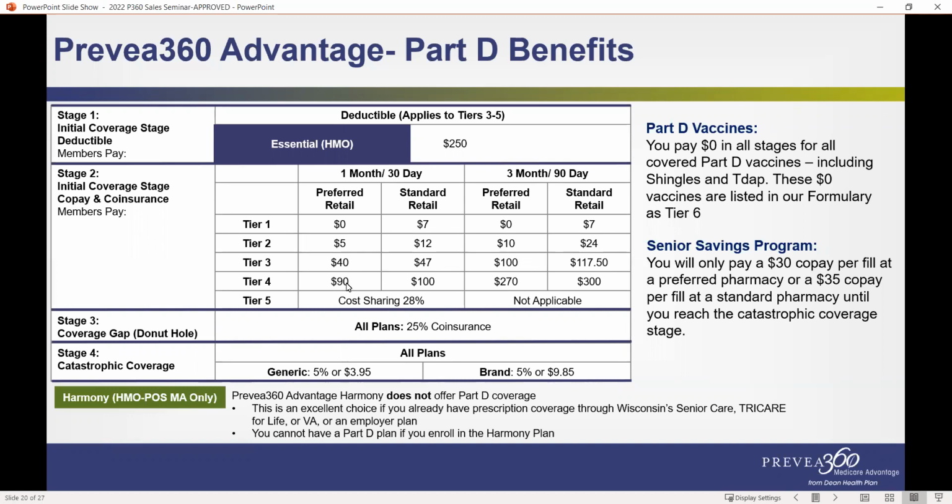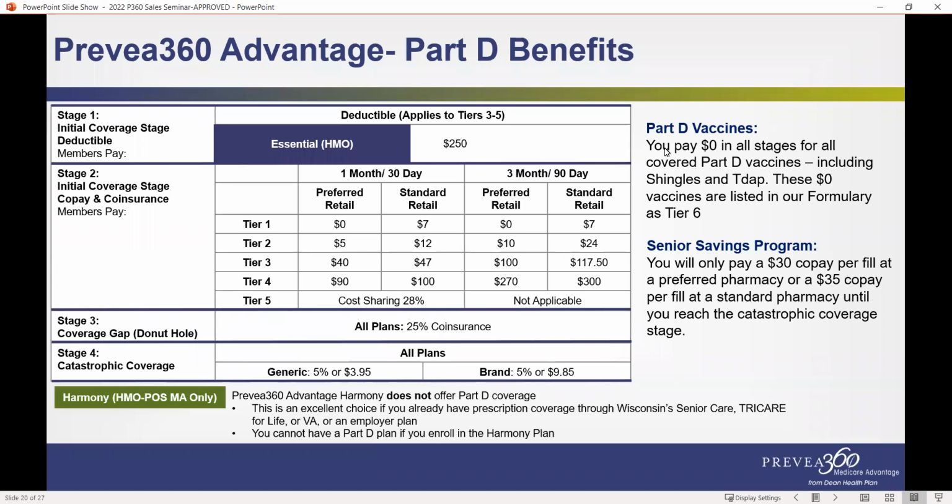Tier 4, once deductible has been met, it's $90 or $270 for a 30 or 90-day supply at a preferred pharmacy, and $100 and $300 for a 30 or 90-day supply at a standard pharmacy. Tier 5 specialty medications, you pay a 28% coinsurance. And then, as I talked about earlier, stage 3, that coverage gap, you do pay 25% of the cost of all of your medications. And then if you do reach stage 4, the catastrophic, you pay 5% or a small copay, whichever is greater.